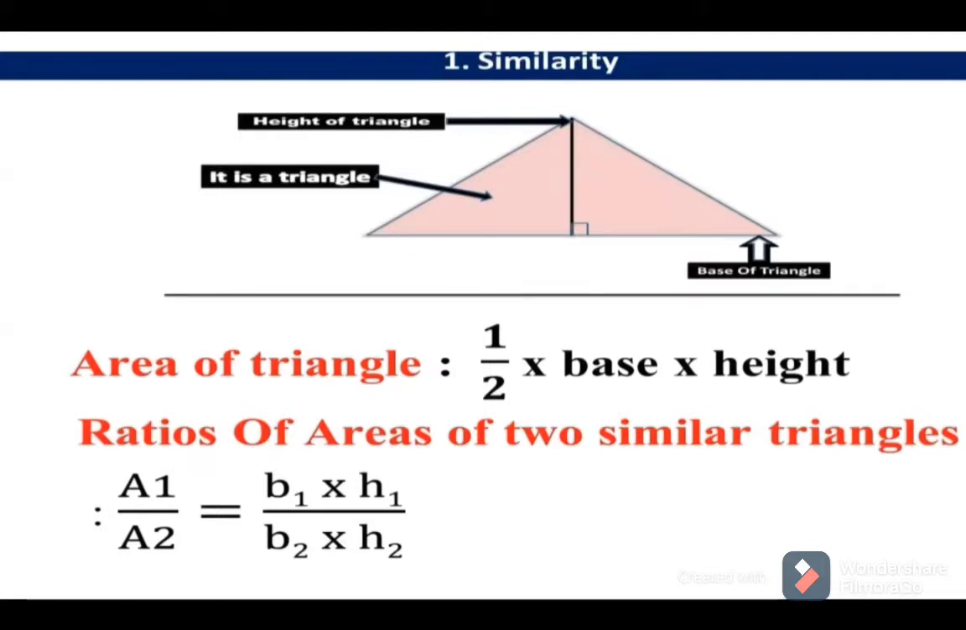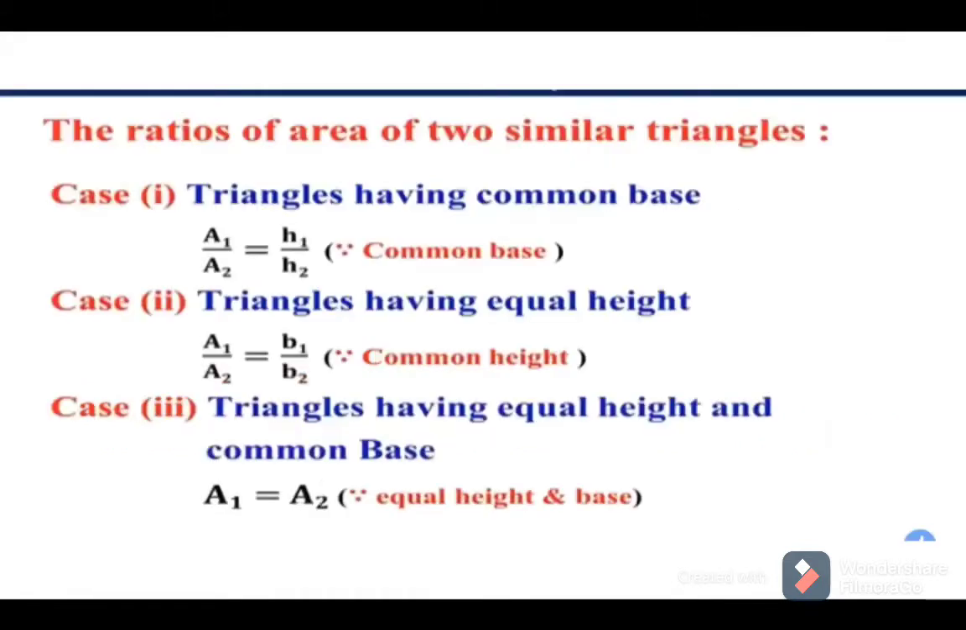Then if you want to find out ratios of areas of two similar triangles, then you have to apply A1 upon A2 is equal to B1 into H1 upon B2 into H2, where B stands for base, H stands for height, and A stands for area. The ratios of areas of two similar triangles.